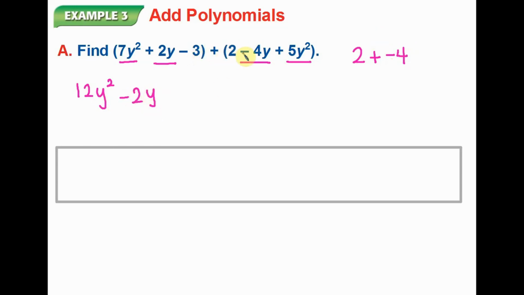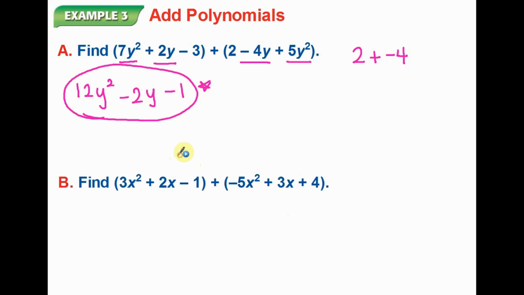Negative 3 plus 2 will become negative 1. This is the simplest form that I could get, so this is going to be my answer. Let's look at the second example.